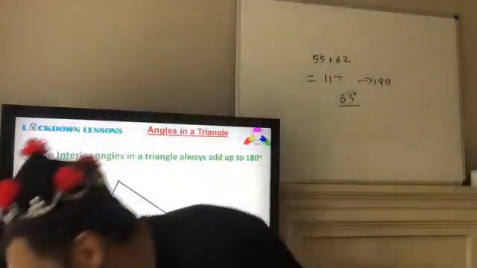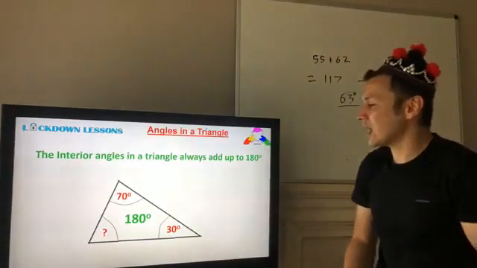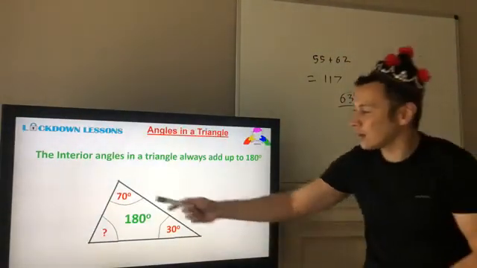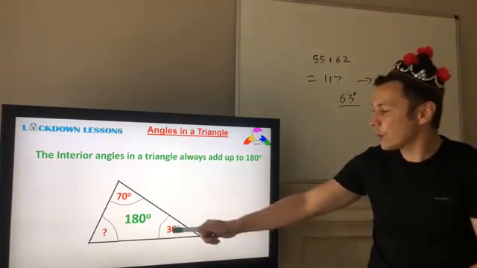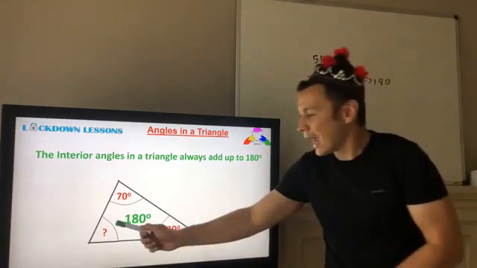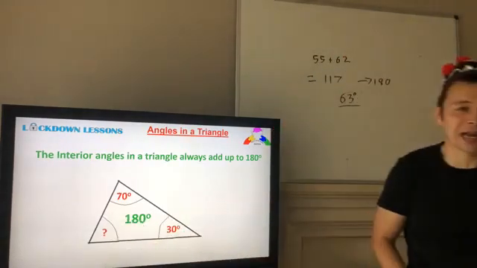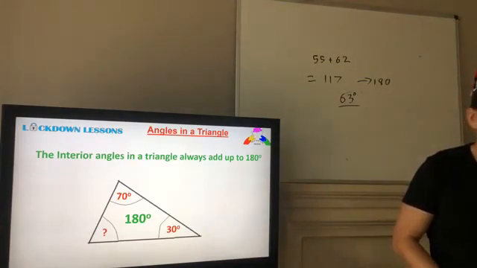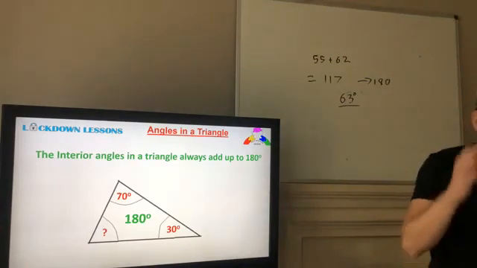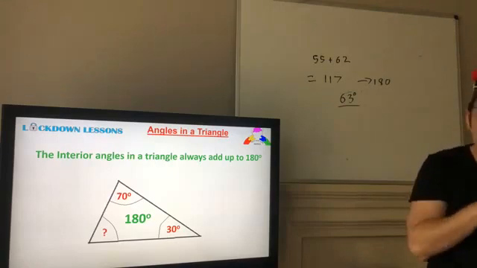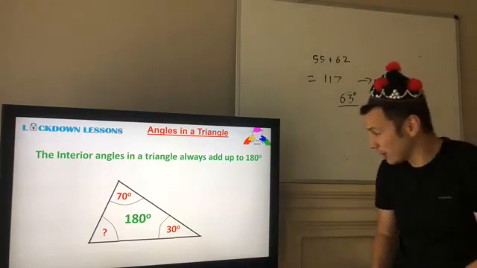So let's have a look at a little puzzle on that one. So if we have this, look at this triangle here. We've got 70 degrees for that angle, 30 degrees for that angle. How would you find the missing angle in this triangle? Okay, have a go at that one. Any ideas there? We'll just add. Okay, you go for it. Brilliant.